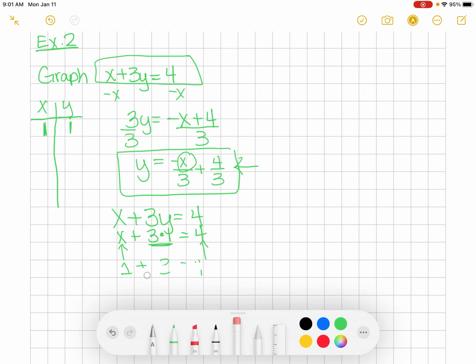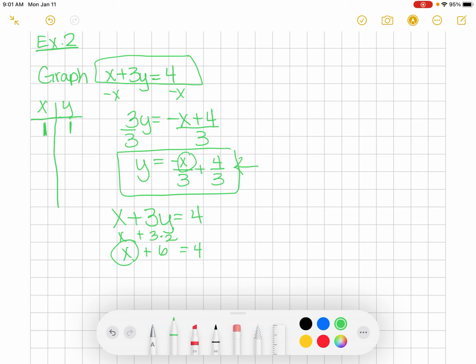Okay, let's do another one. Remember, we need three numbers. So let's pick another one for y. I'm picking y because it's times 3, and it makes it easier if you pick the one that's times something. So if y was 2, right, then I have 3 times 2, which is 6. So x plus 6 equals 4. What does x have to be to make this 4? It's not going to be 4, right? It has to be something plus 6 that equals 4.